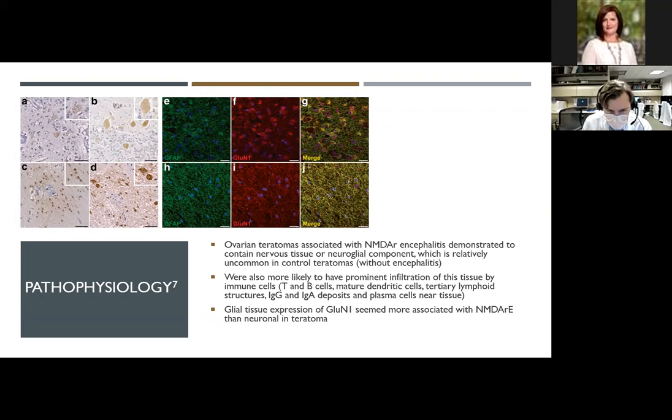This study was looking to see if that pattern was predictive, but there's no control and regular tissue here. It's just showing that the ovarian teratomas actually have neural tissue with these antibodies in it, which we've noticed. And when they looked at this tissue, there tends to be an inflammatory infiltrate. So it's something that we know exists. We know that the immune system doesn't like it. We know there's B cells and T cells, there's antibodies. And then they stated that the expression of GLUN1, the receptor subunit, was more associated with the encephalitis, which would make sense.